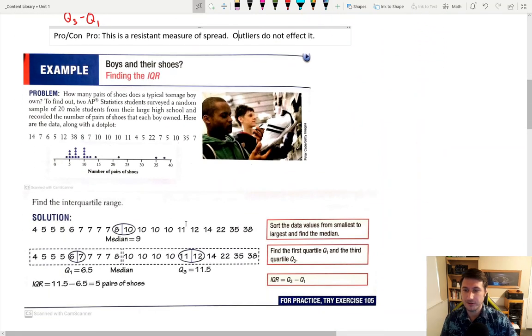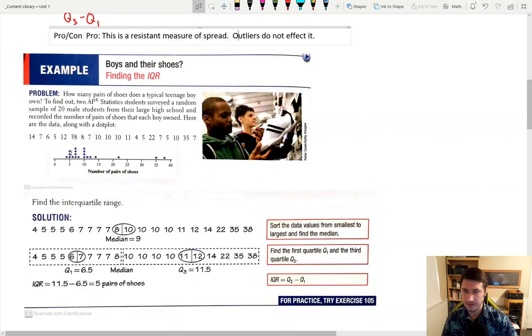All right, let's actually do one here. So boys and their shoes, am I right? How many pairs of shoes does a typical teenage boy own? To find out, 2 AP Statistics students surveyed a random sample of 20 male students from their large high school and recorded the number of pairs of shoes that each boy owned. Here are the data along with a dot plot.